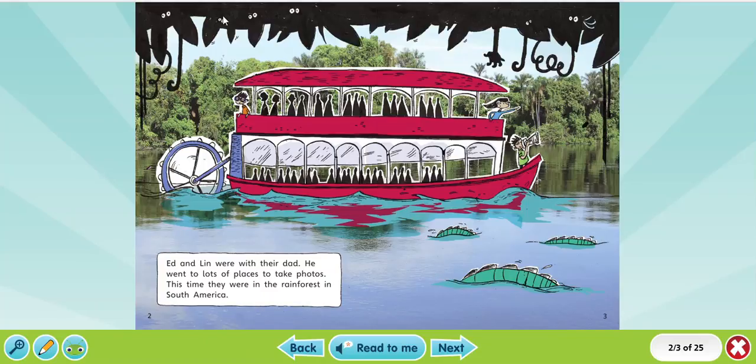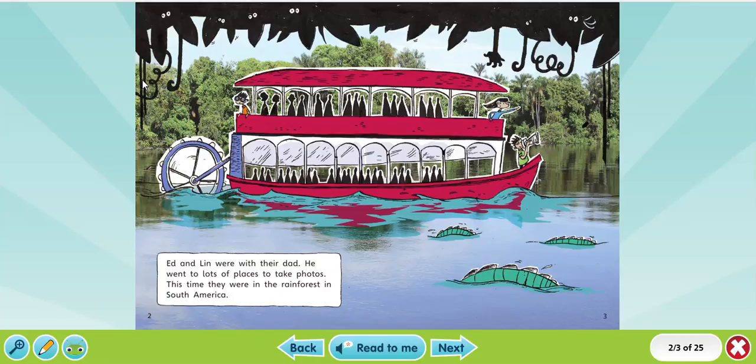Now, if you can see, just on top of the boat, we can see eyes of different animals. Now, what animals do you think they are? Is this an animal? I don't think so. Maybe it's a bird. This may be a monkey, yes, because monkeys can climb trees and they have hands. This looks like a tail, I think. Okay, all right, so Ed, Lynn, and their dad were traveling across the rainforest on a boat.